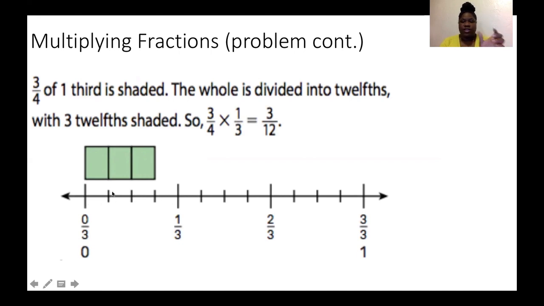Because remember, I took each third and I divided it into 4 pieces. So I'm shading 3 out of the 4 pieces in that third because it's 3/4 of the 1/3 piece. So the whole is divided into 12ths. So with 3/12 shaded, because this is 1/12, 2/12, and 3/12. I know that's kind of confusing, but I have to think of it as 3/4 of 1/3. So this is 3 out of the 4 pieces shaded of the 1/3 piece. But when I look at where it lands on my number line, it actually lands at 3/12.